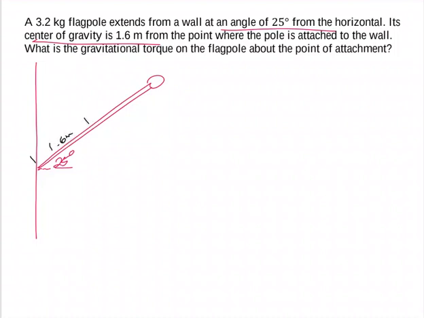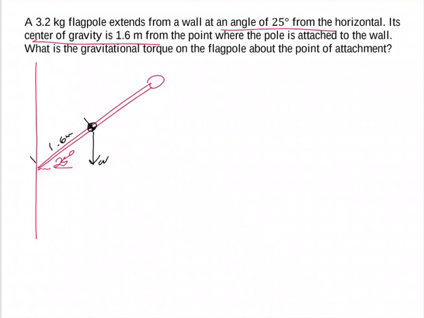Do you draw the symbol for center of gravity? Yes, draw the symbol. So here is our center of gravity. I don't know why, but for some reason I always like drawing that. Okay, so now the weight of the flagpole vector will be pointed straight down, coming off of the center of gravity. So there is our weight.